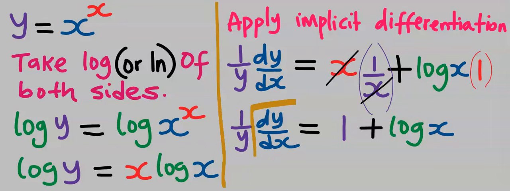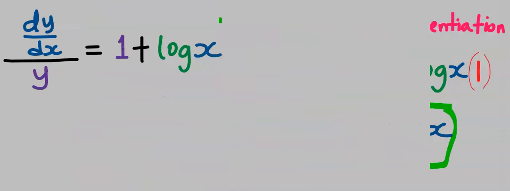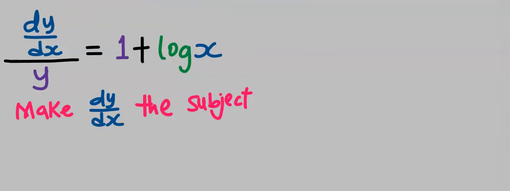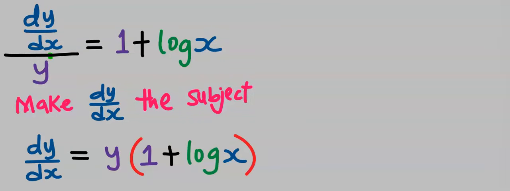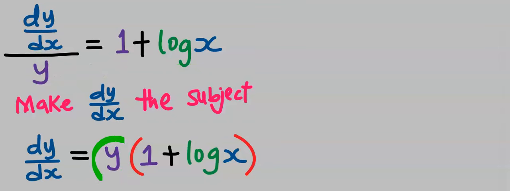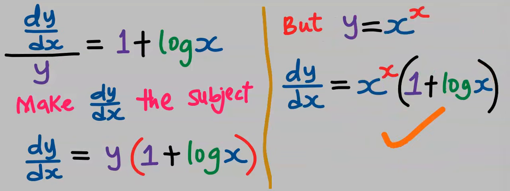Next, make dy dx the subject. We can rewrite this function as this. Both are the same. Next, make dy dx the subject. Hence, y will move to the other side and multiply everything here. Next, we're going to replace y from the given question. But y is x to the power of x. And this becomes our dy dx.